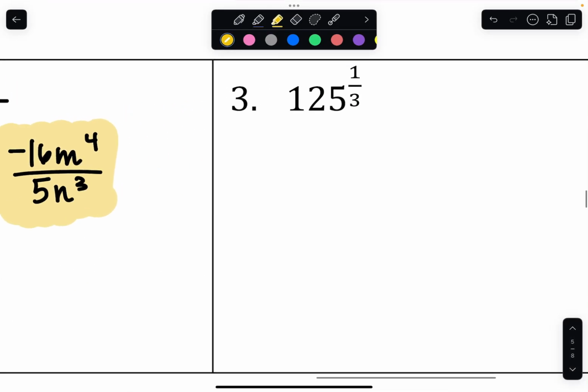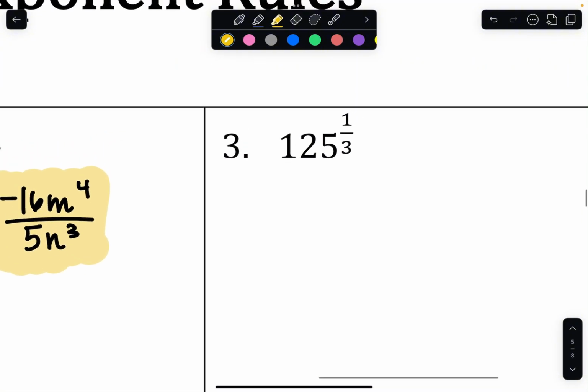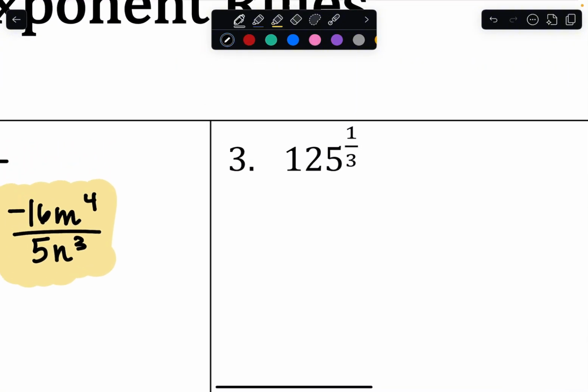All right, this next one, we haven't talked about a 1/3 power. We talked about how anything to the 1/2 power is the same thing as a square root.